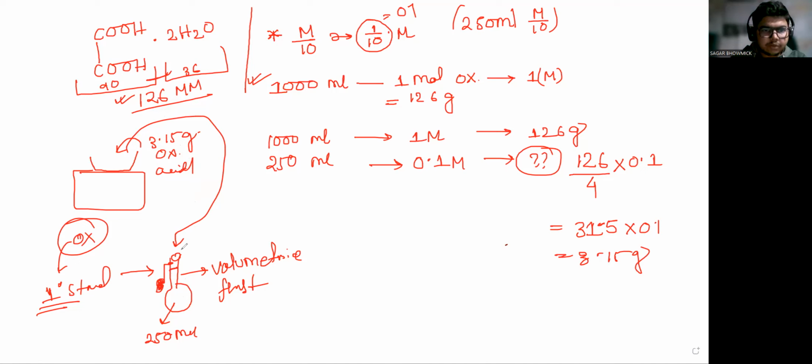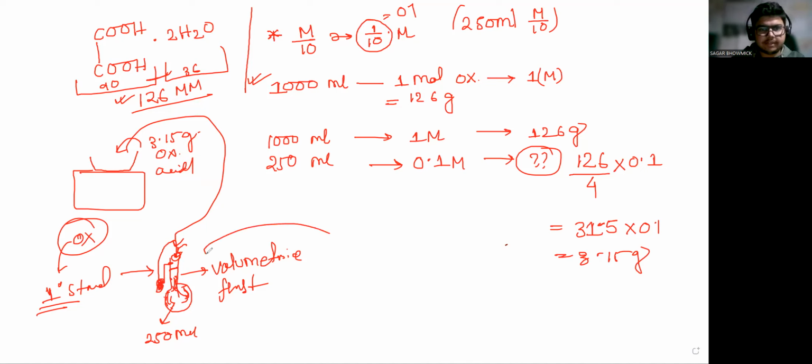After that, you have to add distilled water, and when adding the distilled water, take care of the oxalic acid. When you are pouring the solid oxalic acid, some oxalic acid may be in the inner chamber of the flask itself. So you have to add water in such a way that all this oxalic acid dissolves. After that, you have to lock the cap and shake it very well.